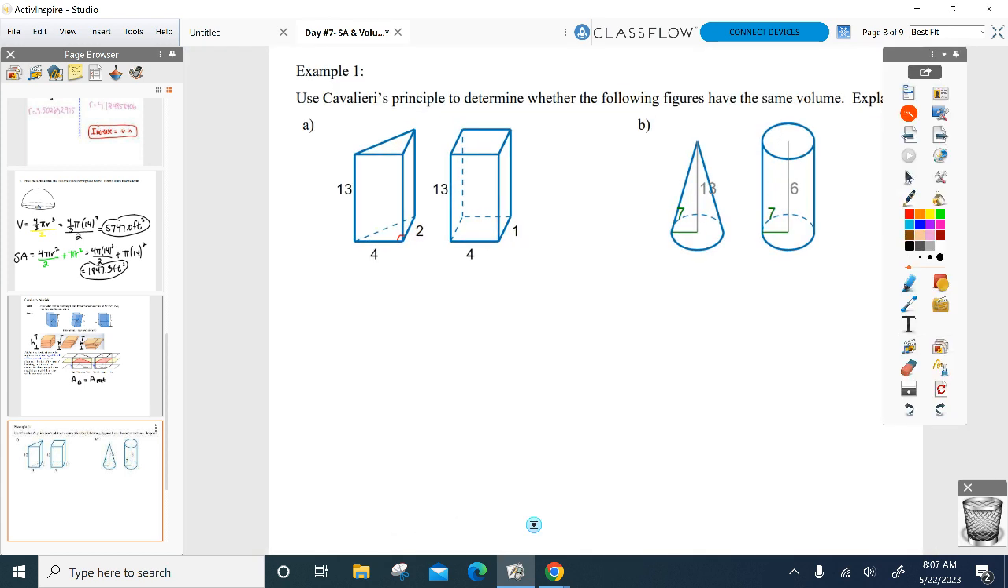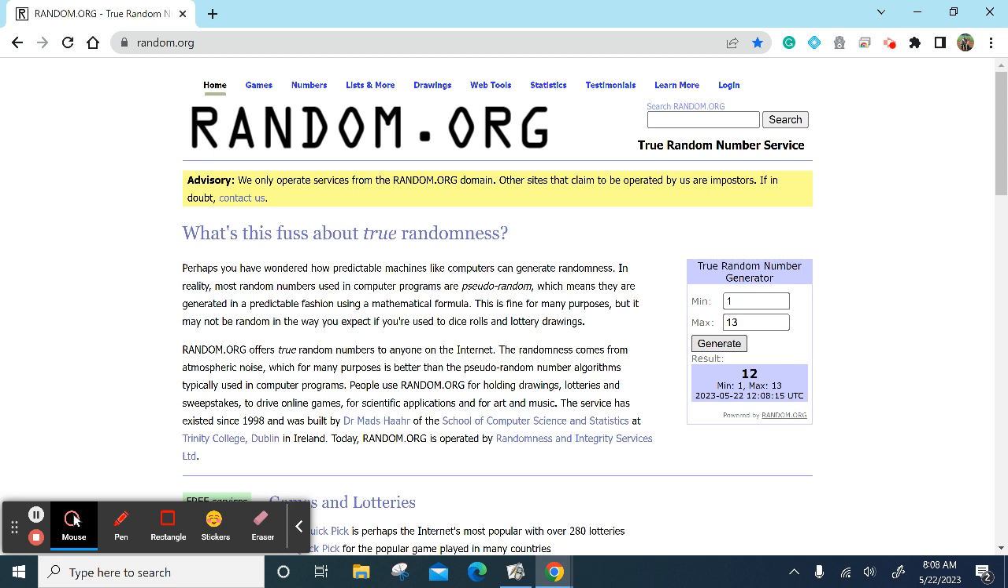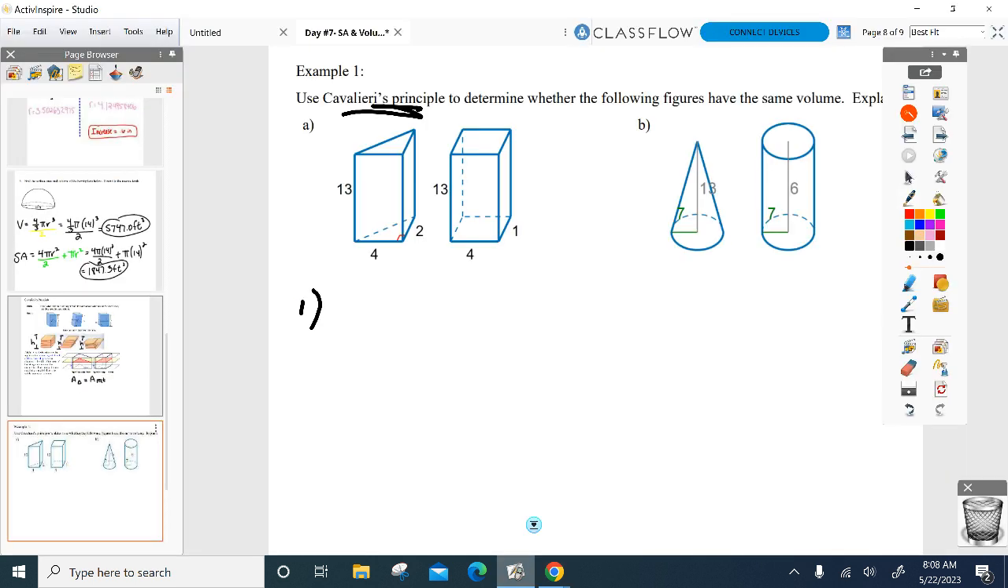I don't want you to find the volumes to prove it to me. That's not the point of these 2 examples. I want you to use Cavalieri's principle to tell me why they do or do not have the same volume. Do not calculate the volume. I want you to use this principle. First thing, do they have the same heights? These 2 prisms right here, do they have the same heights? Yeah, they're both 13.